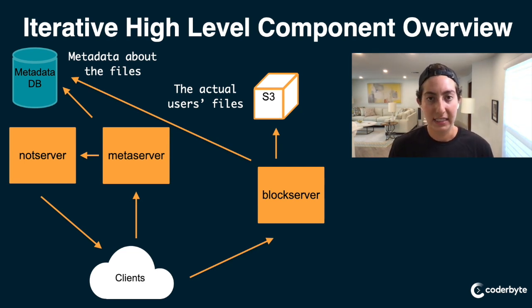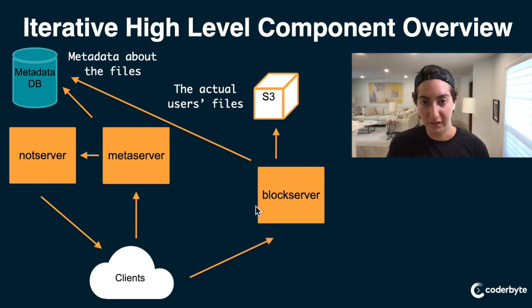So the metadata server and DB is what's keeping track of the different blocks or chunks of the file, and also who they belong to, the size, all of the metadata about a file. So the client is only ever sending things to either of those servers.